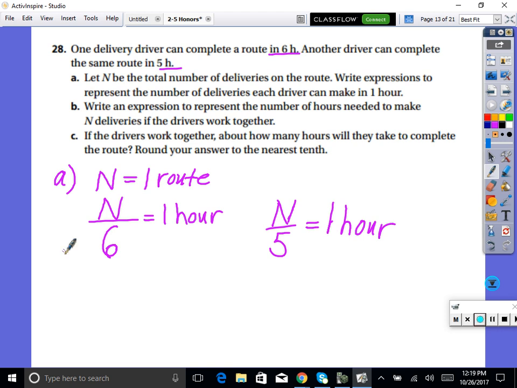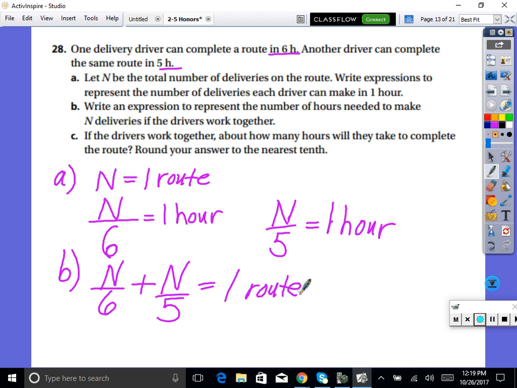Let's read part B. Write an expression to represent the number of hours needed to make N deliveries if the drivers work together. So now instead of them separately doing it, now they're doing it together. So N over 6 plus N over 5. Do you see how that would be doing the number of deliveries together? And that equals 1 route. That's how fast they can get done with 1 route. All good? Now part C, because that's them working together.